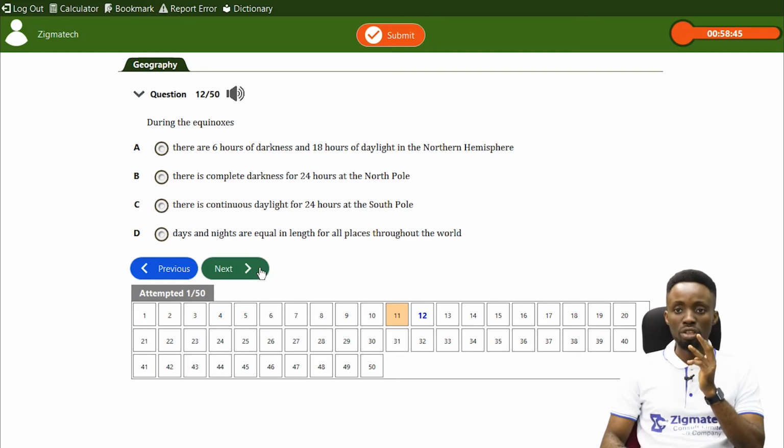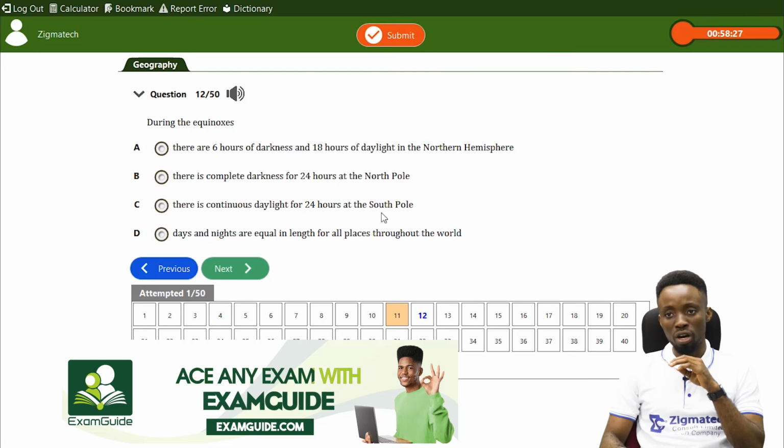The next question says, during equinoxes, A, there are 6 hours of darkness and 18 hours of daylight in the northern hemisphere. B, there is complete darkness for 24 hours at the North Pole. C, there is continuous daylight for 24 hours at the South Pole. And D, days and nights are equal in length for all places throughout the world.